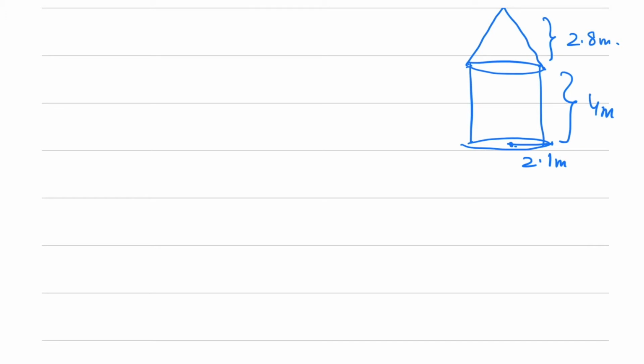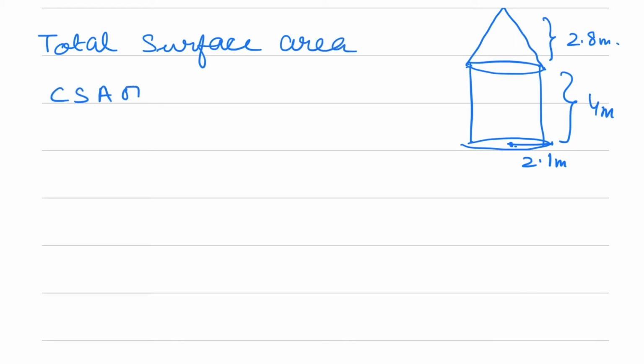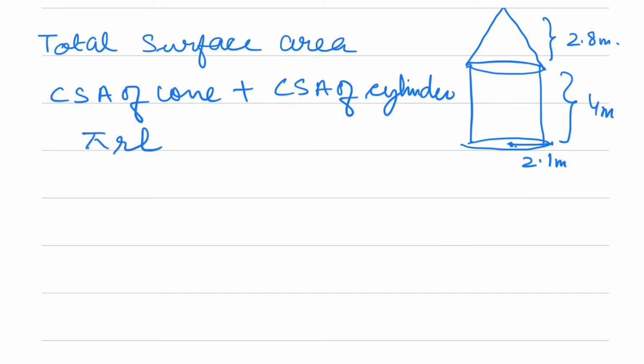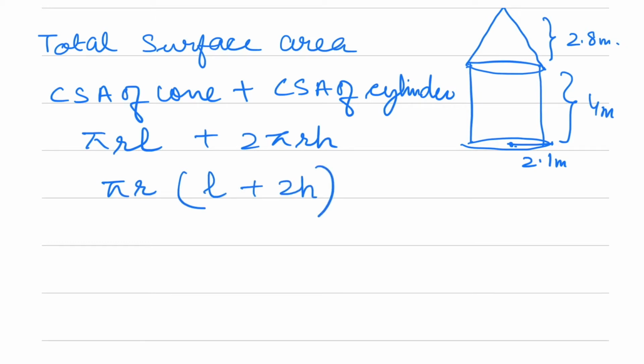So now we have to find the total surface area. Total surface area would be curved surface area of cone plus curved surface area of cylinder. And always remember, the tent is open from the bottom. So this will be equal to pi r L plus 2 pi r h. So I can take pi r common, L plus 2h here. Now let's substitute the values, and L I can calculate separately also.